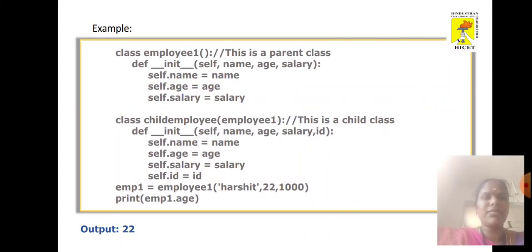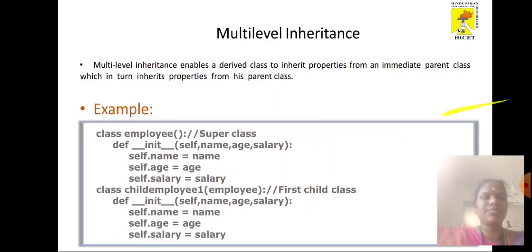In this example, we can see that employee is a parent class. Inside that, I am having the attributes name, age and salary. After that, I am creating the child class. Class is a keyword for creating the class. Child employee is a child class. Inside that, I am passing the parent class name, that is employee1. In this way, we can inherit the properties of parent class to the child class.